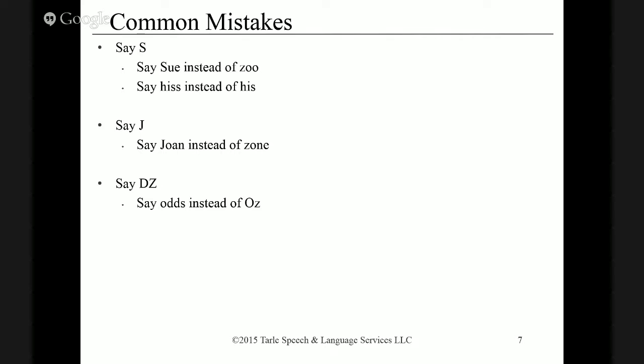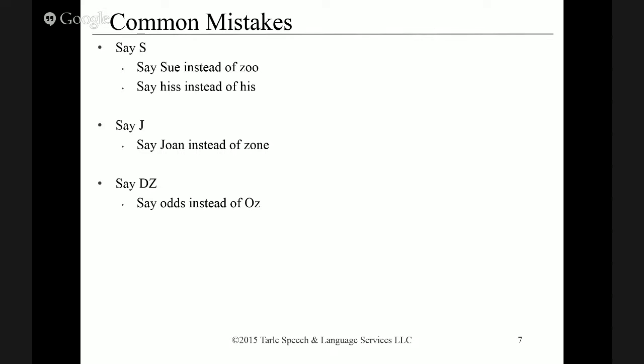And this gets into the mistake that no one is really aware of. I hear people say "hiss," the sound that a snake makes, instead of "his," meaning he, his. So "his" has a Z sound at the end, even though it's spelled with an S. Yes, that is confusing, and we'll talk about that a little bit in a little bit during the class.